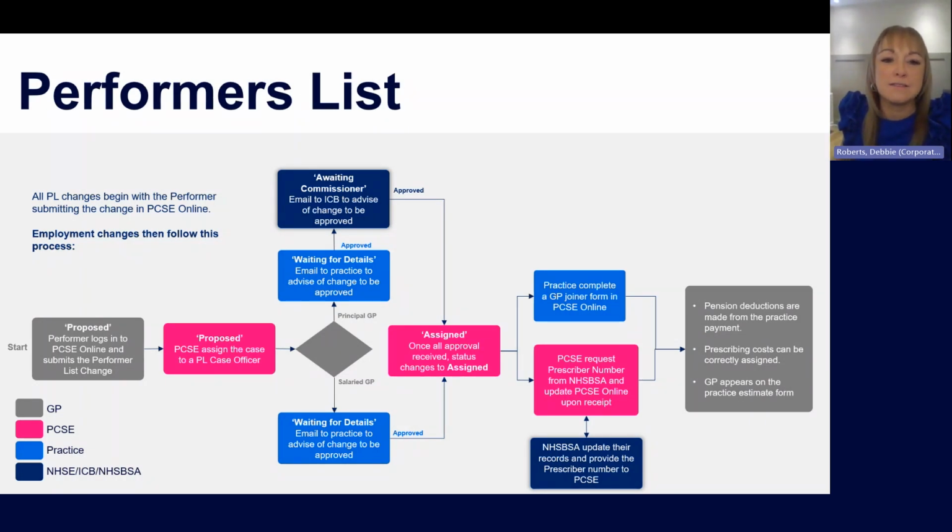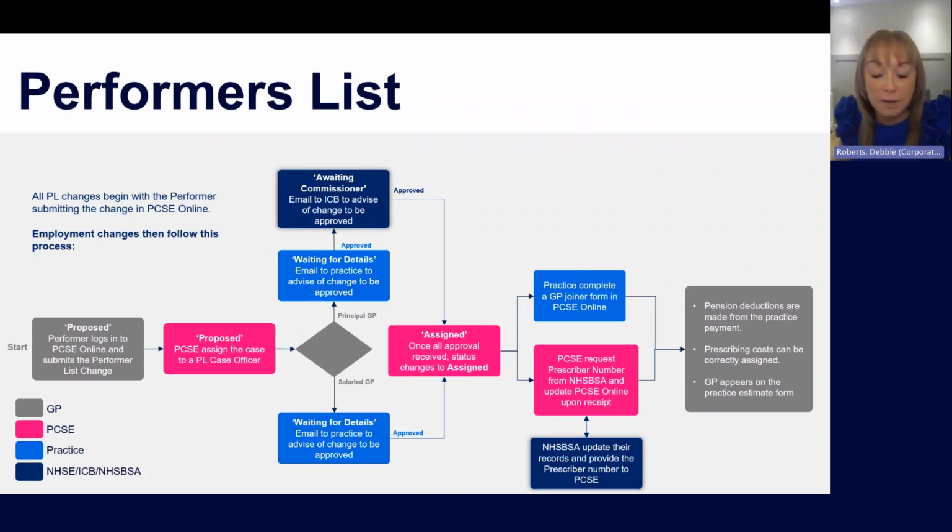Now, at the point where the case has been approved by the ICB and yourself, and we've received the prescriber number for the GP, what will happen is, for the GP to receive their prescriber number when it's a salaried GP, once the case has been approved, we will ask the GP to check the PCSE Online account for the prescriber number.